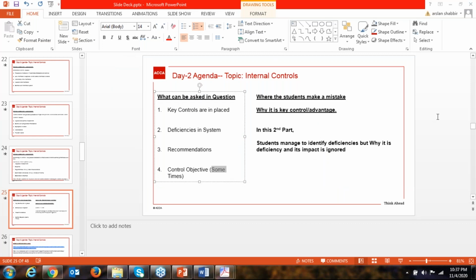See here, in the deficiency part, students managed to identify deficiencies, but why it is a deficiency and its impact? So here the deficiency is that the process is not supervised. Why is it a deficiency? Because any employee could swipe the card of another employee who is absent, and the impact is it will increase the company's payroll cost. So that's the impact. You need to identify the impact as well.